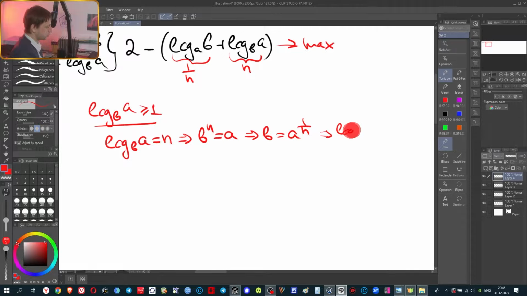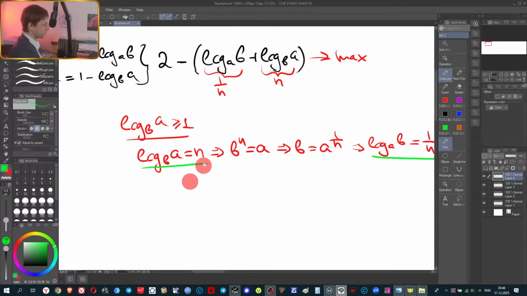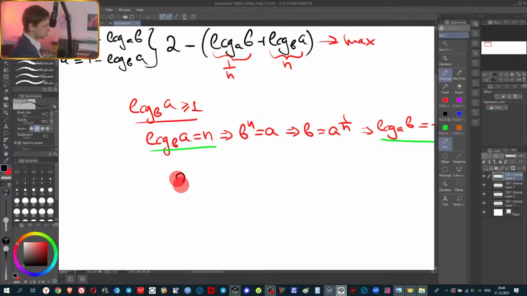But what is log ab? It is the power to which a should be raised to get b, just by definition. It means that it is 1 over n, just because of this one. So we started from the fact that this one is n, and we ended with the fact that this one should be 1 over n. That's what we needed. So the expression we are looking at is 2 minus the sum of two reciprocal numbers. This one is n, which is greater than or equal to 1, because a is greater than or equal to b, plus 1 over n.